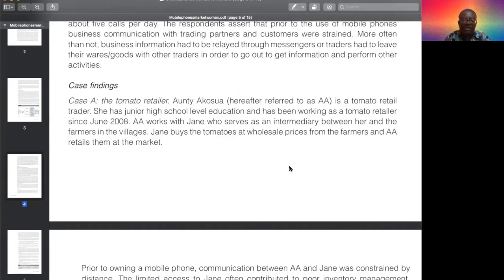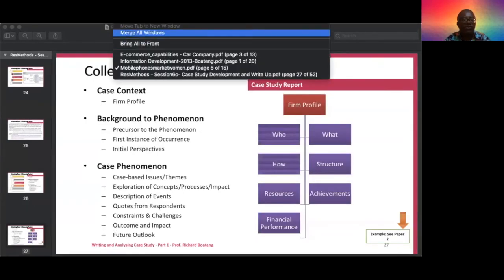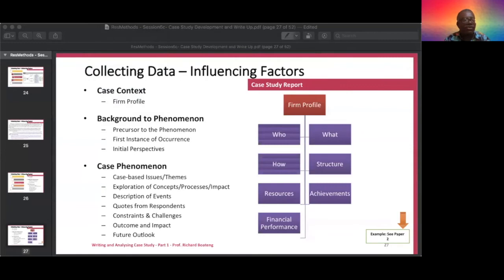So everything that is here is just about Auntie Akosua, giving us a background. That is what I was trying to emphasize in my slides, that you start with the case context. You start with the case context. You start with the case context.